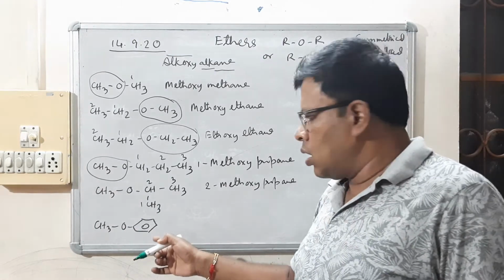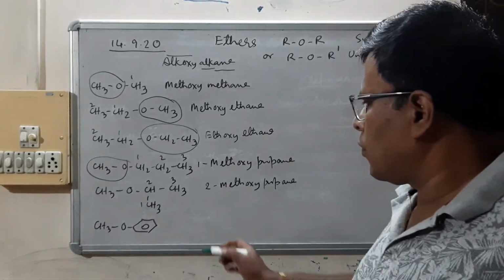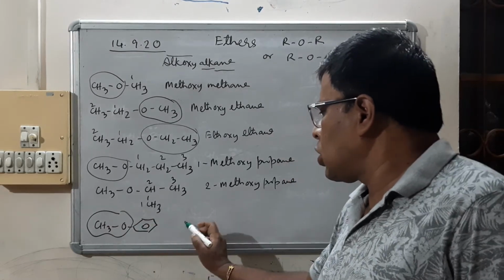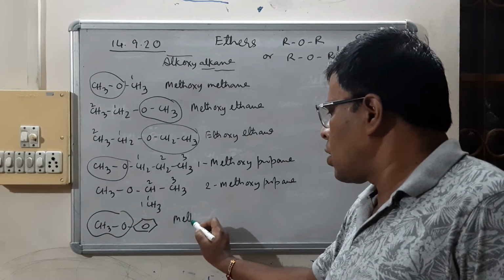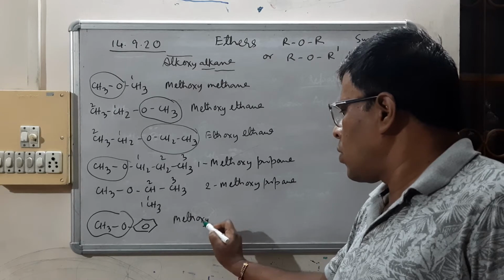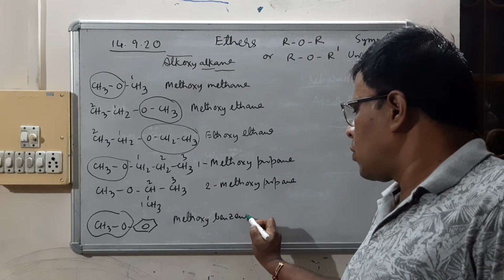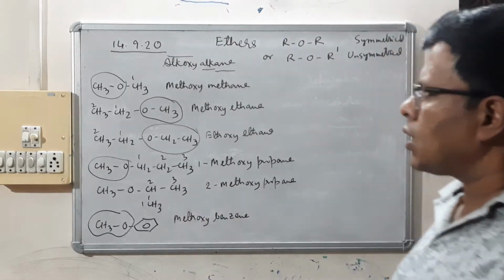And this is one phenolic ether. So its name will be methoxybenzene. So this is how ethers are named.